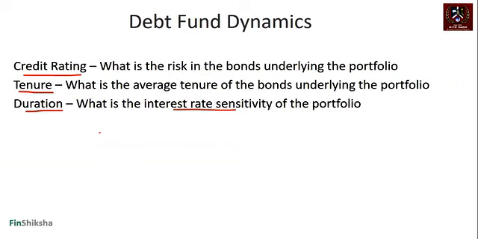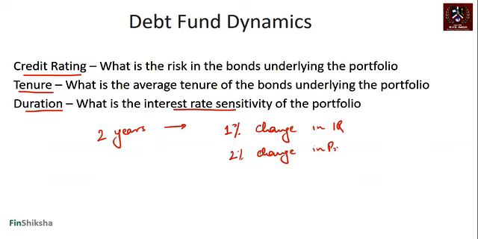Remember, if the duration of a fund is 2 years, it's typically denoted in year terms, then a 1% change in interest rates will mean a 2% change in price in the opposite direction, right? So plus 1% would mean minus 2%, and minus 1% would mean a plus 2% increase in price. So that's what duration does. And tenure is basically the time till which the bond will last, right?